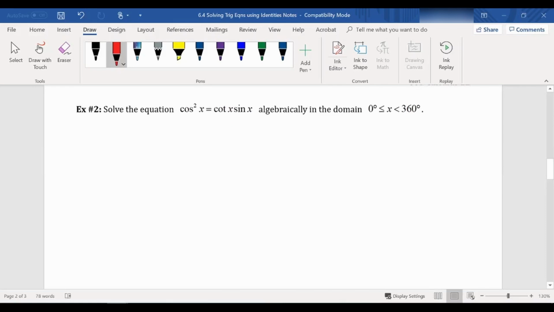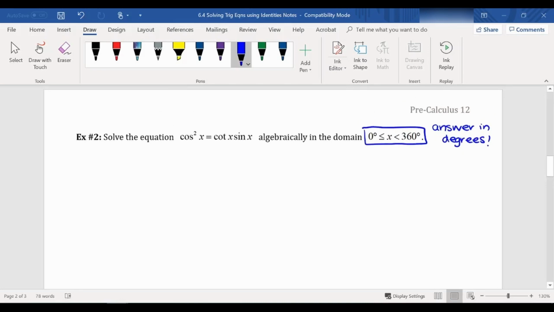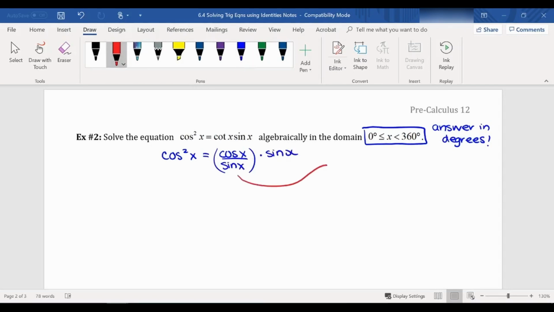All right, this one is a little different. It's giving us a domain of degrees, so our answer is going to be in degrees. Okay. For this question, we do have a fraction. We have a cotangent. So we're going to change our cotangent so that it's in terms of sine and cosine. And this is going to lead to some non-permissible values here.